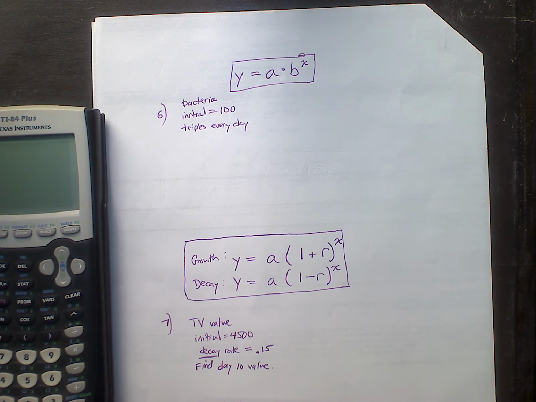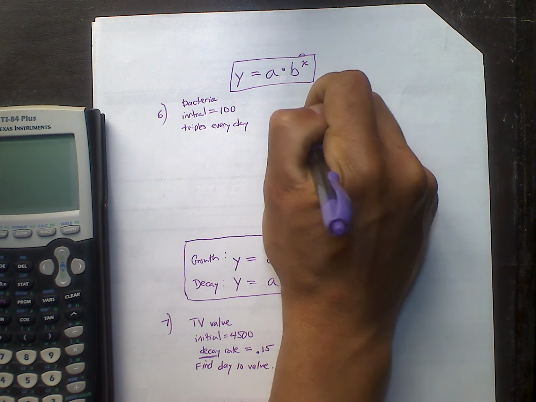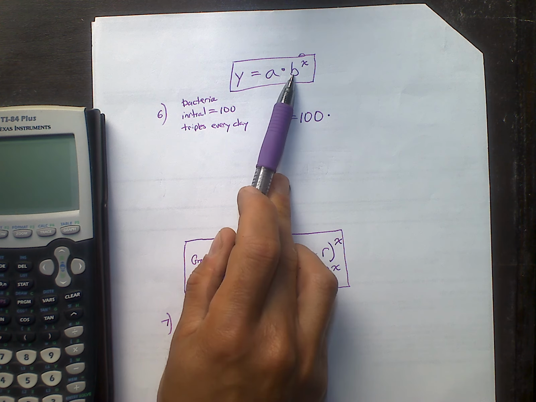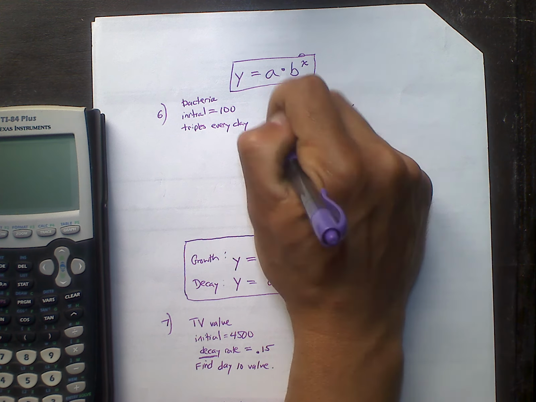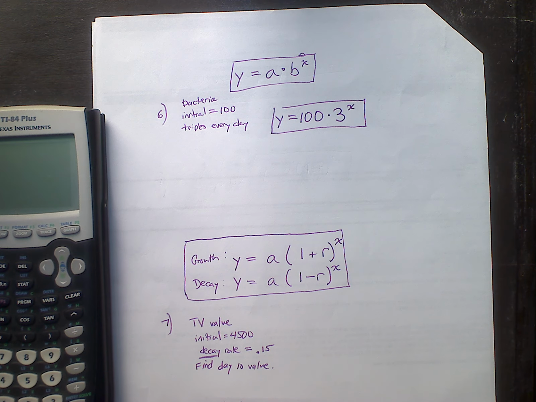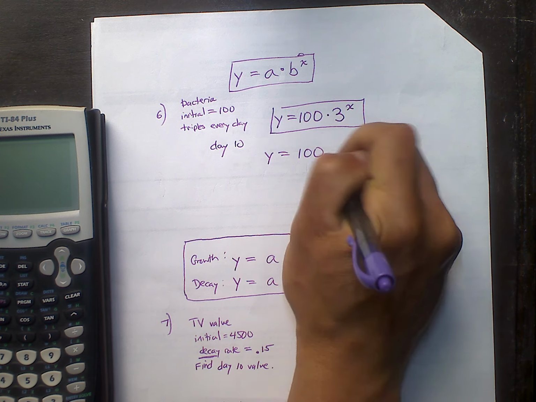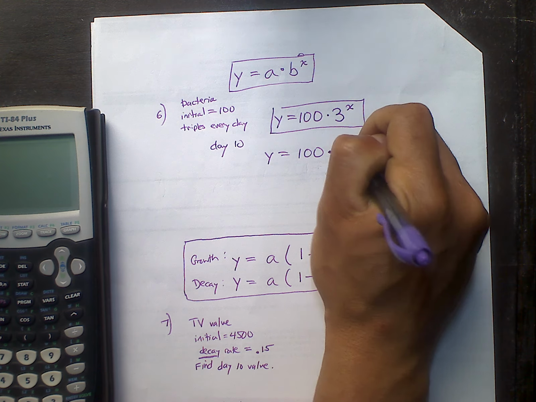Okay, number 6. They're telling us that the bacteria has an initial amount of 100. So now I'm going to substitute that value for a. They say that the bacteria triples every day, so they're giving you the multiplier, which is the b. So this is what the equation would be for finding the number of bacteria for day x. So if you want to know what it is on day 10, then we'll just simply do 100 times b, which is 100 times 3 raised to the power of 10.